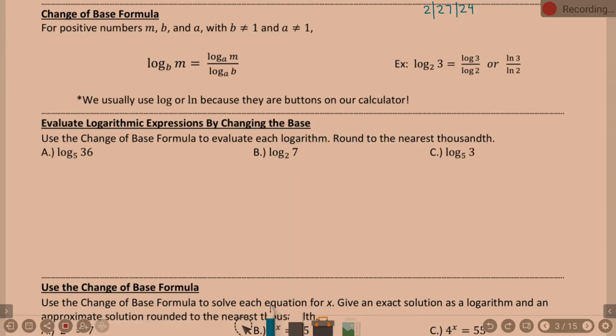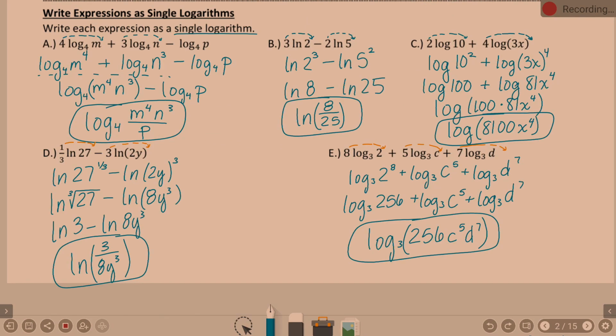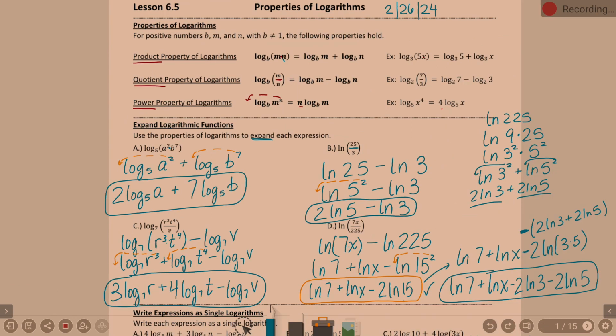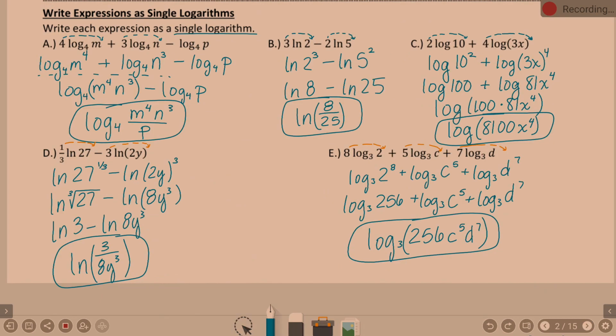Picking up in 6.5, whatever lesson this is, right? We are picking up in 6.5 and finishing our logs. Yesterday on the front side, we talked about our three properties: product property, quotient property, and power property. And we used those to expand, I think. We took one log, broke it into multiple pieces. Then we did the other way. We took multiple logs and condensed them down to one.